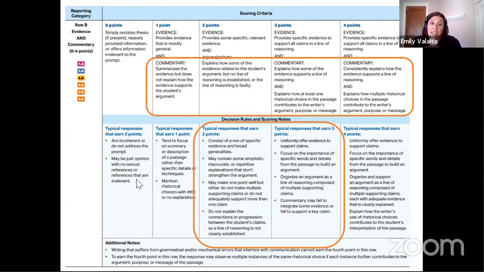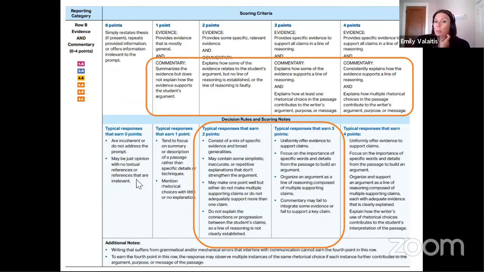Another bullet point that you'll see here under decision rules and scoring notes is that for a 2, in terms of commentary, it does not explain the connections or progression between the student's claims, so a line of reasoning is not clearly established, basically that you aren't connecting your evidence. As opposed to a 3, the student will, quote, focus on the importance of specific words and details from the passage to build an argument. The examples and the analysis of them will be more specific. It's not going to be very vague and broad. It'll be tied to specific details or words.